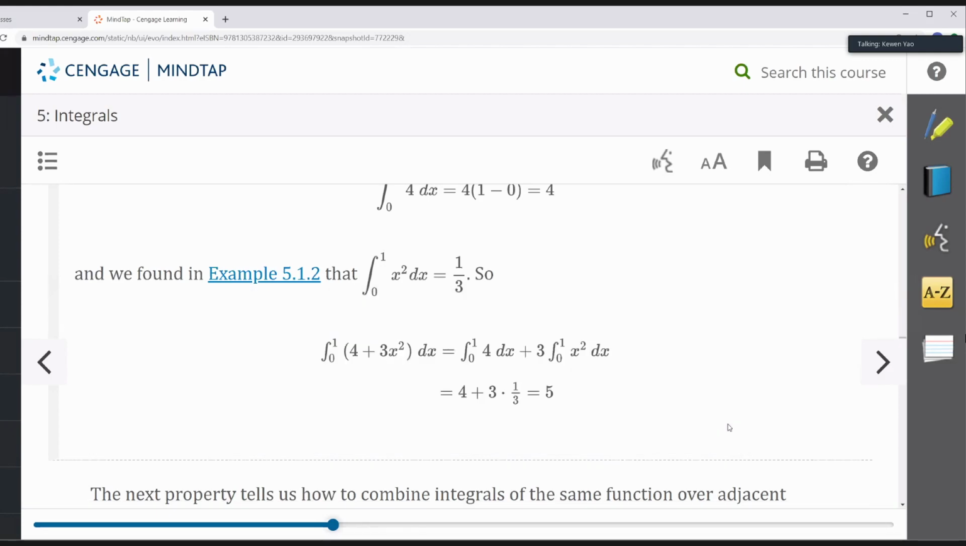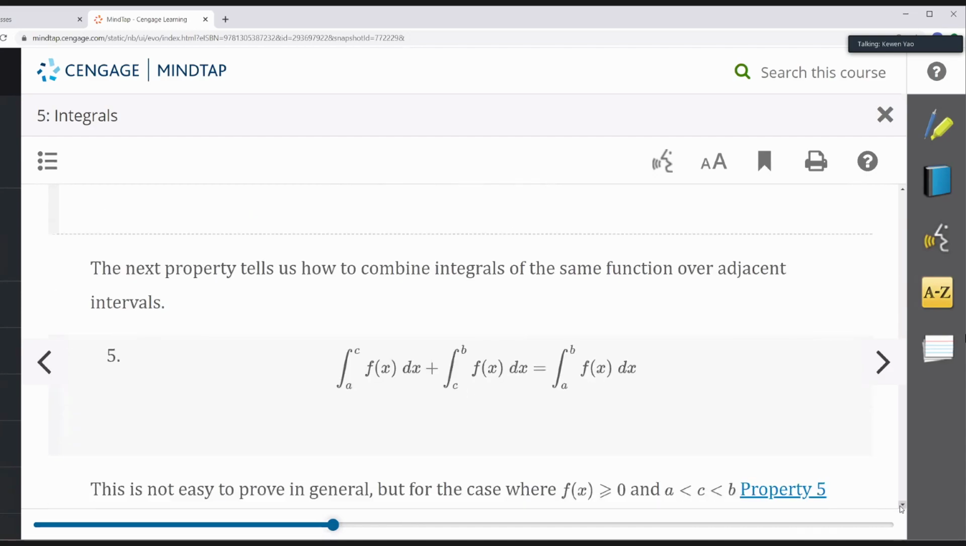So we can find this without using the limit of the Riemann sum, just by using the properties of integrals. You can find the answer right away. The answer is 5.